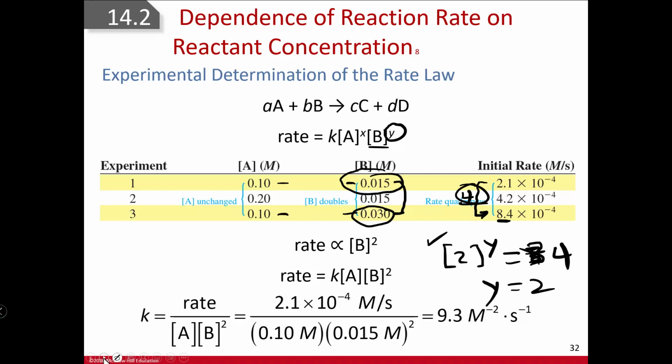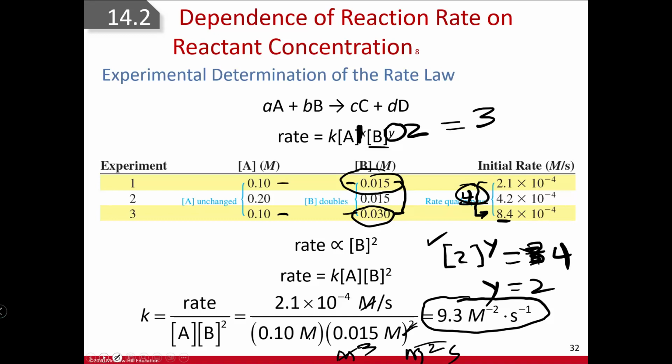So the next thing is, you now know that it's first order with respect to A, it's second order with respect to B, and so the overall order is 3. And notice the units are different here. You're getting molarity times molarity squared, that's molarity cubed in the denominator. One of those molarities is going to cancel out, and we'll get molarity squared left in the denominator and seconds in the denominator. So it's 1 over molarity squared times seconds. That's why you have a -2 here and a -1 here, for the rate constant.